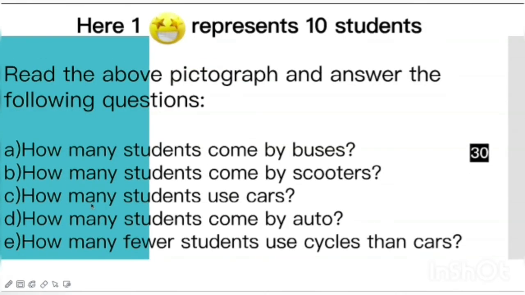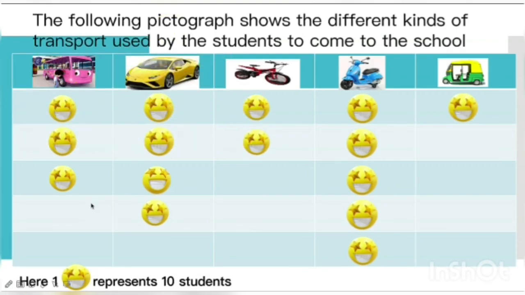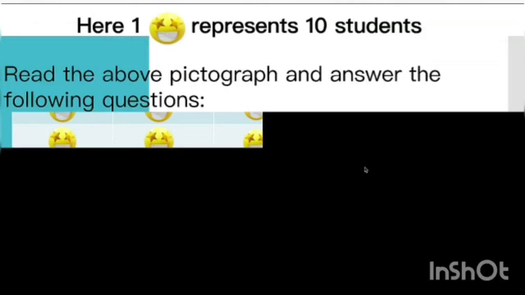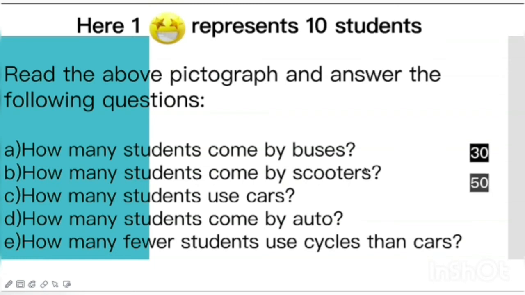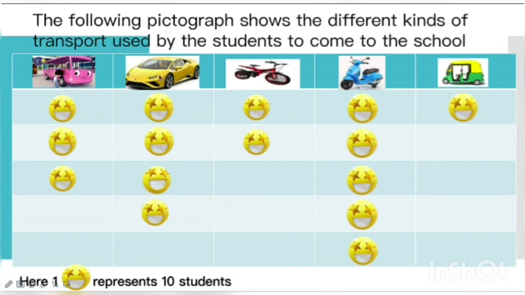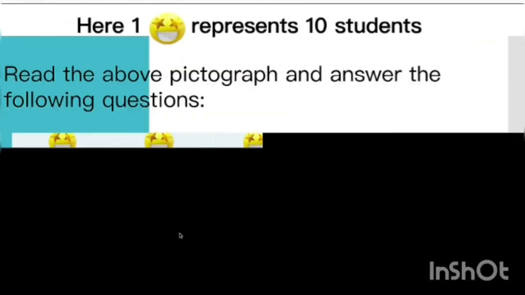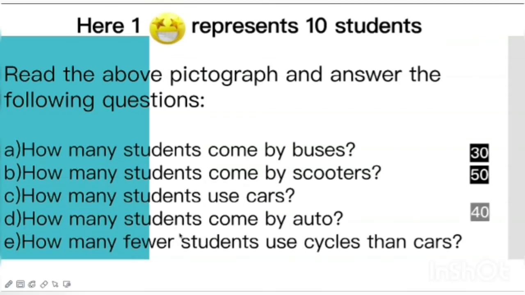Right, children? Next is, how many students come by scooters? Again we need to go back and see how many students go to school by scooters. Yes, this is 5 smileys means 50 students are going to school by scooters. Next, children, third question is, how many students use car? Okay, we need to go back and see how many students are using car. There are 4 smileys in all, which means 40 students are going to school by cars.